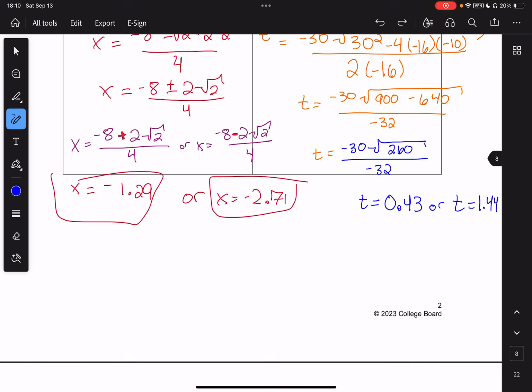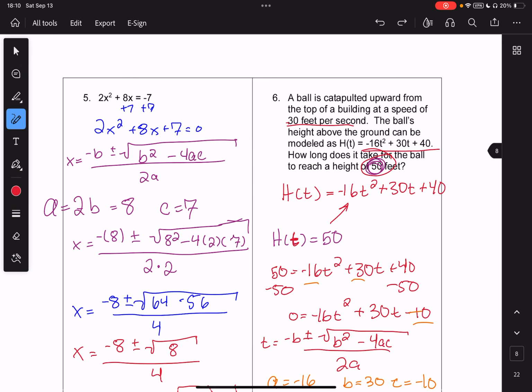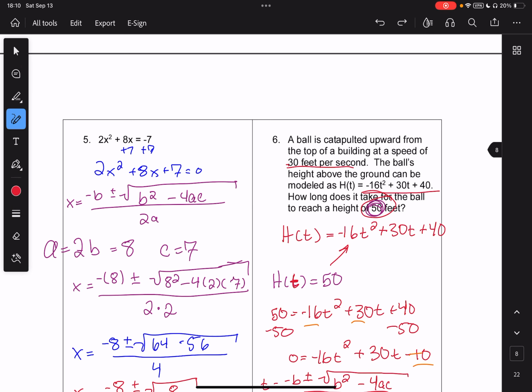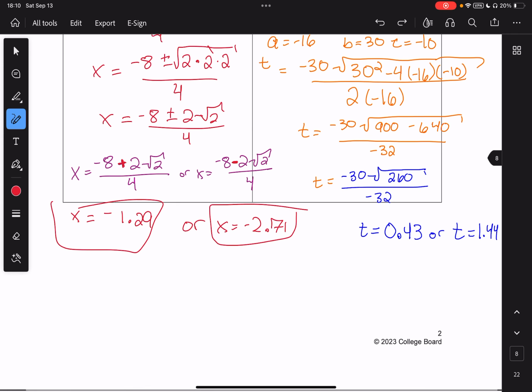And what are the units? Well, in the problem we said, what did we say? 30 feet per second. So time is in seconds. So 0.43 seconds or 1.44 seconds. So what do we think the answer is? Because we have two times. Is it both times? Can it be both times?